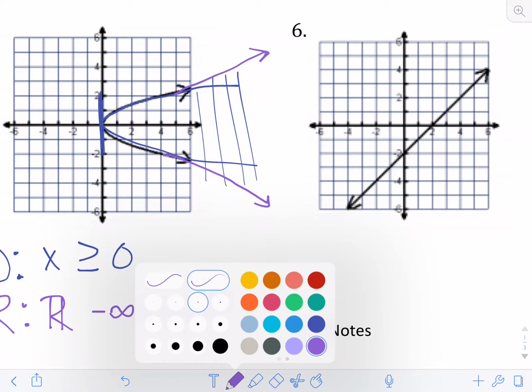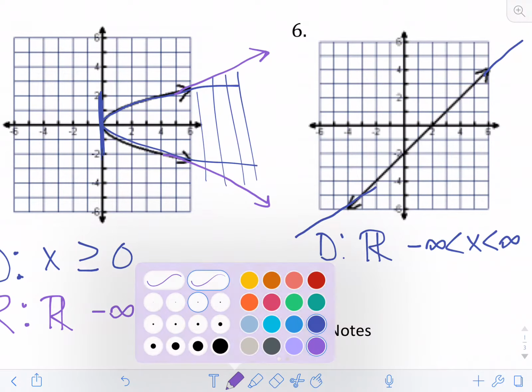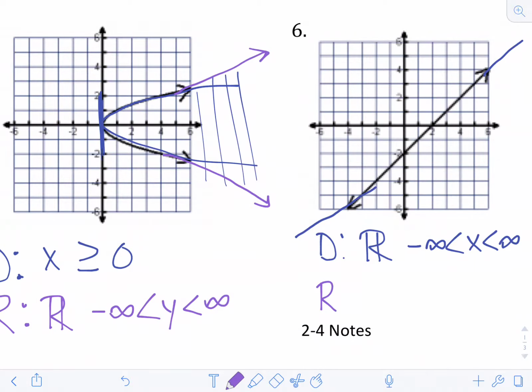All right, last one, it looks like here. Domain. Again, looking at my x-axis, keeps going to the left, keeps going to the right, all real numbers, which again could be negative infinity, less than x, less than infinity. Oops, I'm already getting ahead of myself. Range. Arrow keeps going down, down, down. Arrow keeps going up, up, up. All real numbers. Again, negative infinity, less than y, less than infinity.